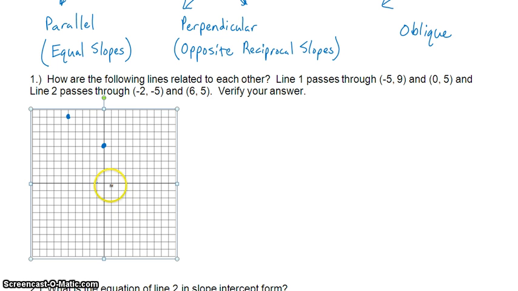Line 2 passes through (-2, -5) and (6, 5). Now if you look at these two lines, it doesn't even look like they intersect. But if I connect the points all the way across my paper, I can see that those lines do intersect.